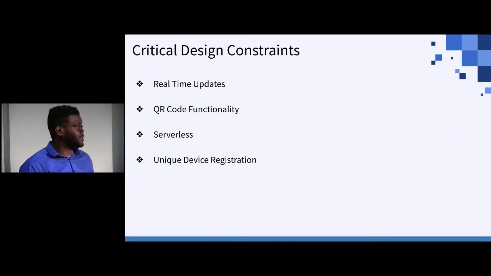The sponsor wanted us to make a serverless application so that we wouldn't have to provision servers, and that will also make our application highly scalable and easy to manage. And the fourth one was unique device registration. For unique device registration, we wanted to be able to uniquely identify each smart TV that was registered to the system, so you can push to individual TVs and monitor what's on an individual TV.